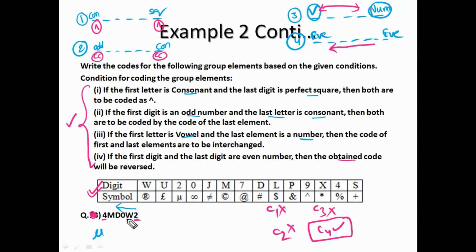What is the code for 2? New. What is the code for W? R, circle. What is the code for 0? Infinite. Code for D? Hash. Code for M? Copyright. Code for 4 is percentage. So that is the answer. Okay, right.